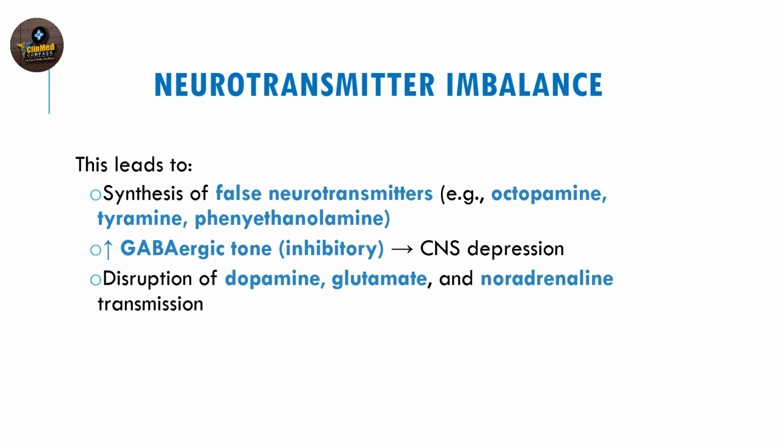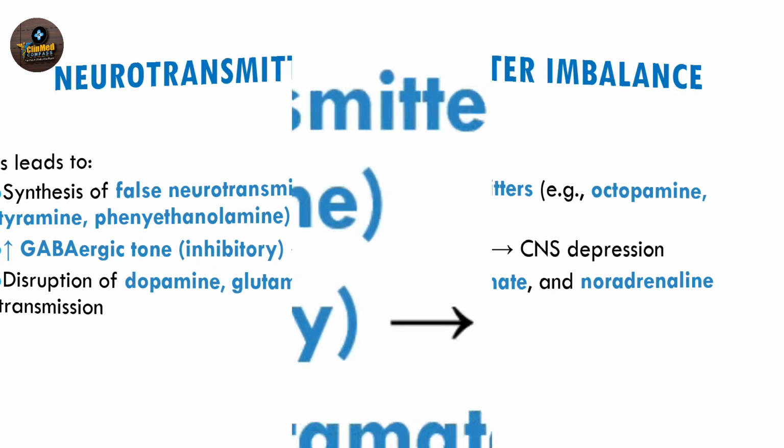This imbalance in favor of the aromatic amino acids leads to the synthesis of false neurotransmitters like octopamine, tyramine, and phenylethanolamine. It also increases GABAergic tone, causing CNS depression and disruption of key neurotransmitters such as dopamine, glutamate, and noradrenaline.